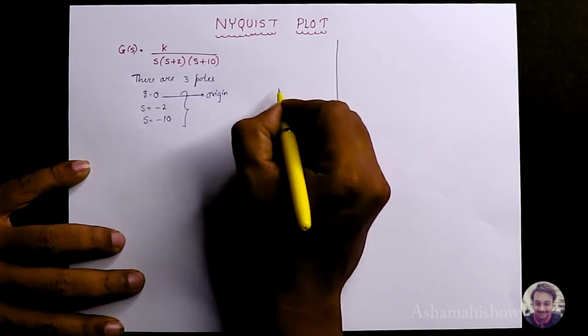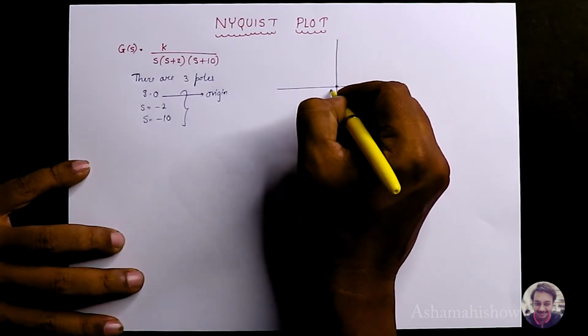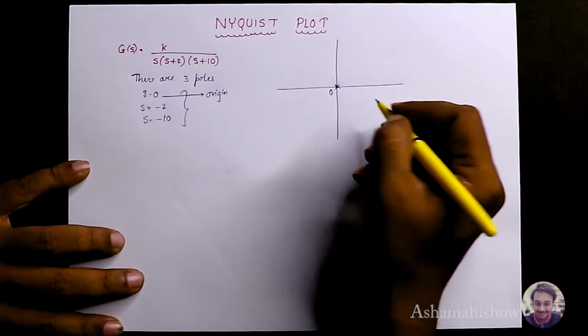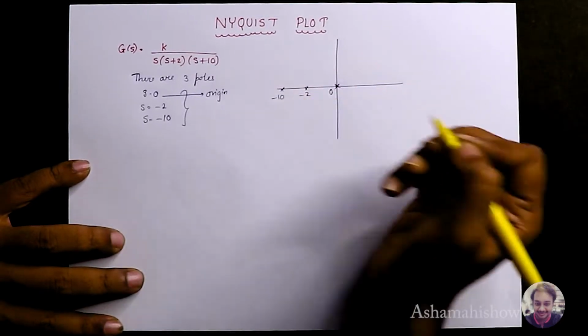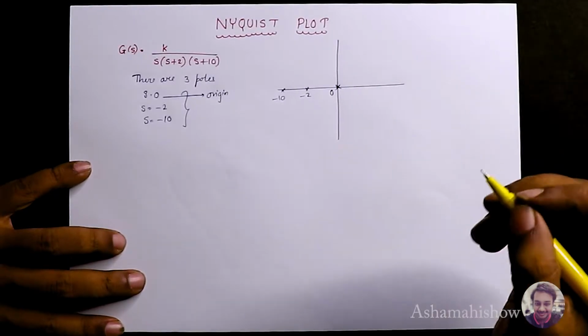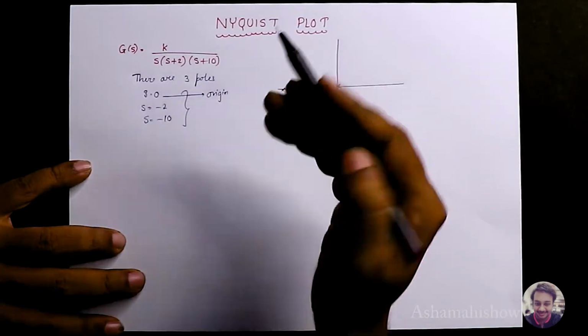So draw your normal diagram. If this is 0, there is a pole at 0, there is a pole at minus 2 maybe here, and there is a pole at minus 10 maybe here. But our concern is whether there is a pole at the origin or not. So definitely now our Nyquist plot will not start from the origin.